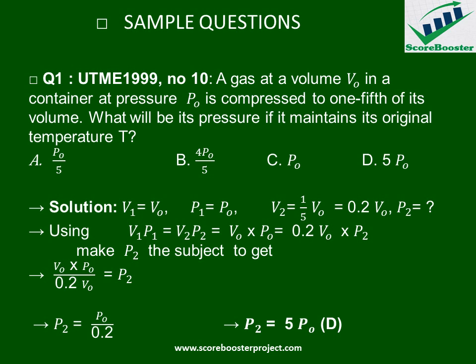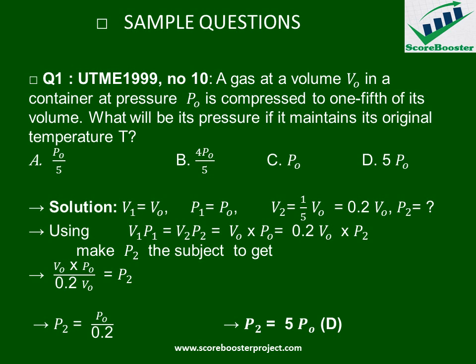Now on to the solution. We're told here that the initial volume V1 is represented by V naught, and the initial pressure P1 is represented by P naught. Then also that our final volume is 1 over 5 of the initial volume, which means the final volume V2 equals 0.2 V naught. Since our V1 is V naught, then 1 over 5 is 0.2, therefore V2 will be equal to 0.2 V naught, while the pressure P2 is unknown.